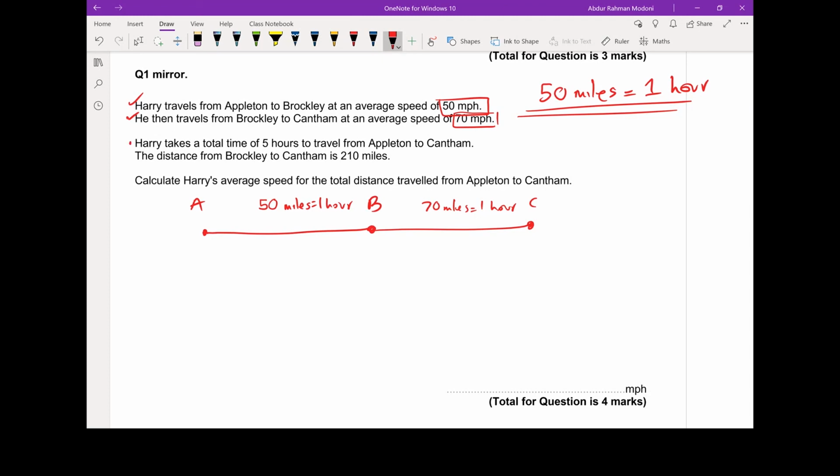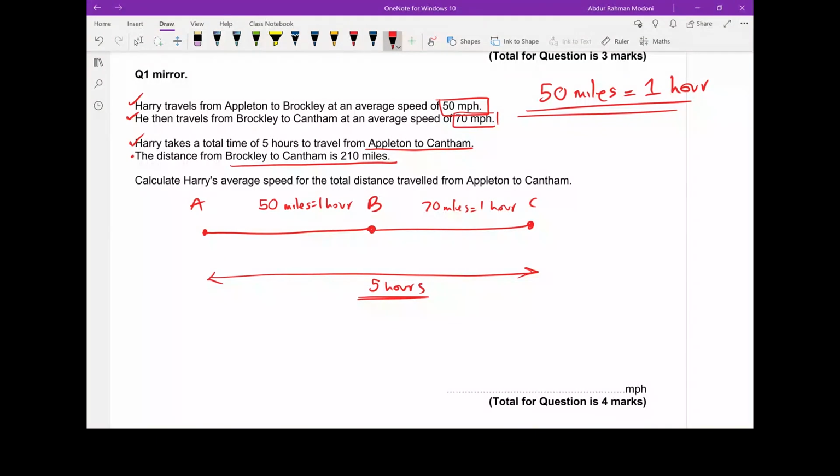The next sentence goes on to say, Harry takes a total time of 5 hours to travel from Appleton to Cantam. So this is actually 5 hours, which is the whole journey from there to there. This whole journey is 5 hours. So I've put in the information from the third line, 5 hours there. Still not sure what to do yet, but let's see what that fourth line says.